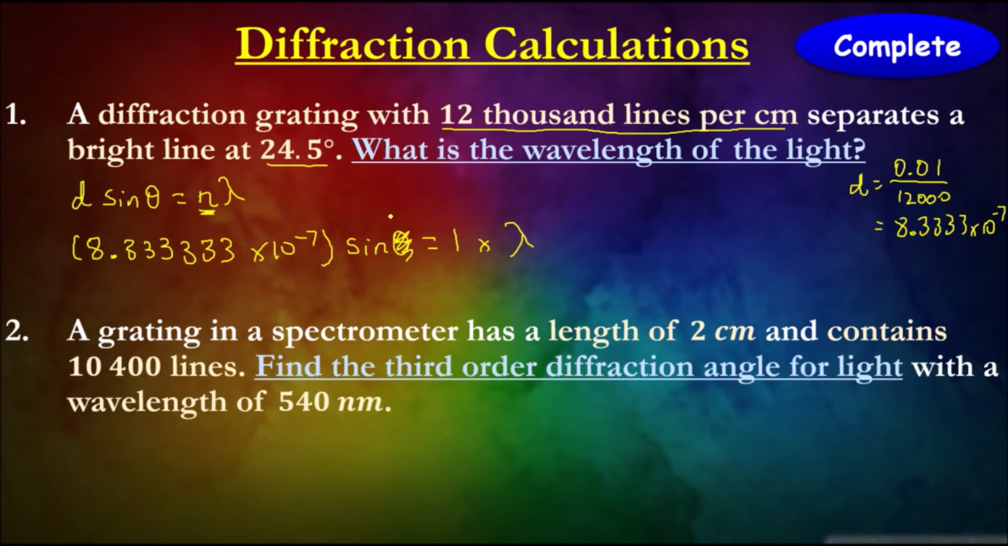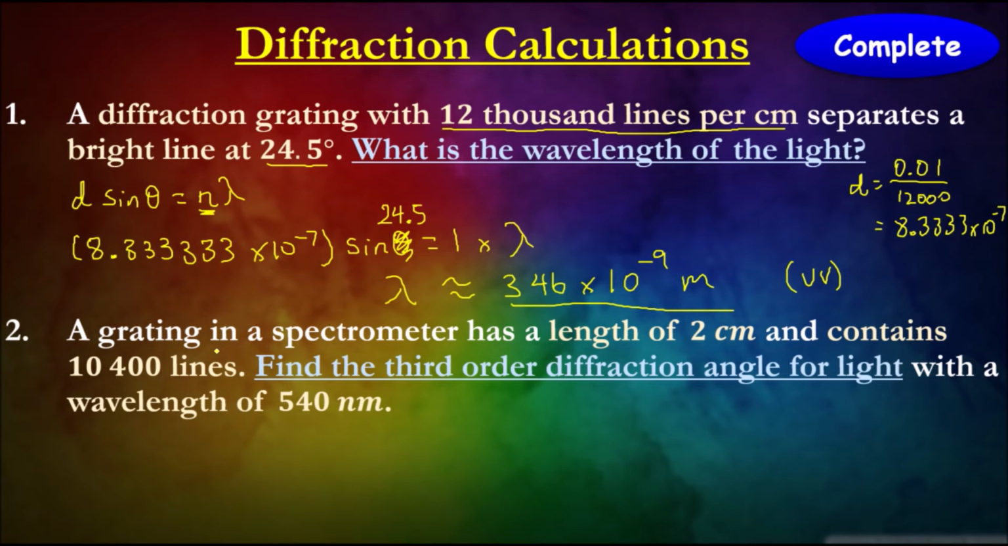Theta here is 24.5. Okay, so we divide both sides by 1, and we find that lambda is approximately 346.5, or 346 times 10 to the power of -9 meters. Now this is a very short wavelength of light. It's actually within the UV spectra, so we wouldn't actually be able to see it.